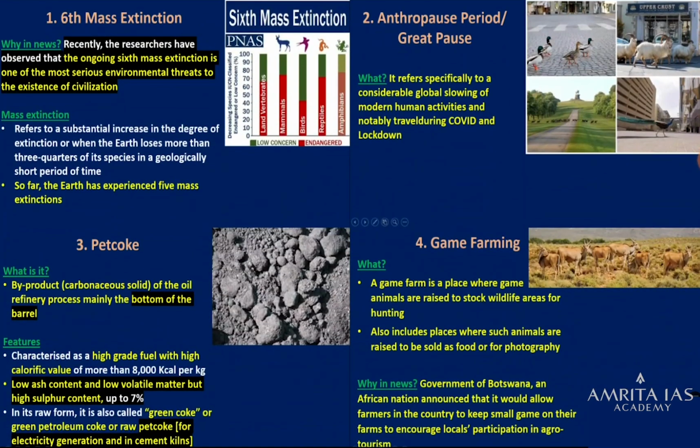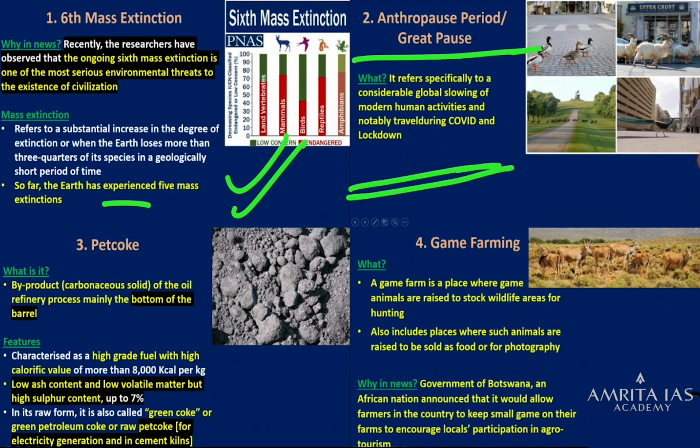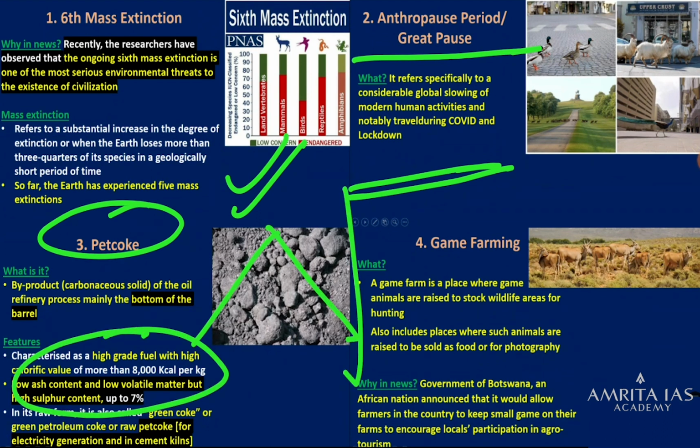So that's the end of the session, everyone. Let us quickly see what we have discussed today and let us finish the question. So we started with a discussion on the sixth mass extinction. Then we talked about the Anthropocene period or the Great Pause. Then we discussed pet coke, the two types of pet coke, its properties, and the recent judgment of the Supreme Court on pet coke, the NC Mehta case.